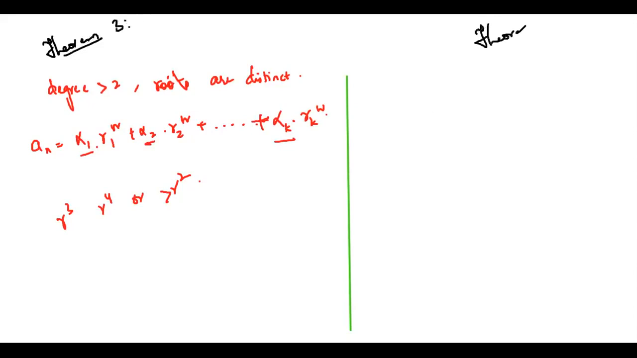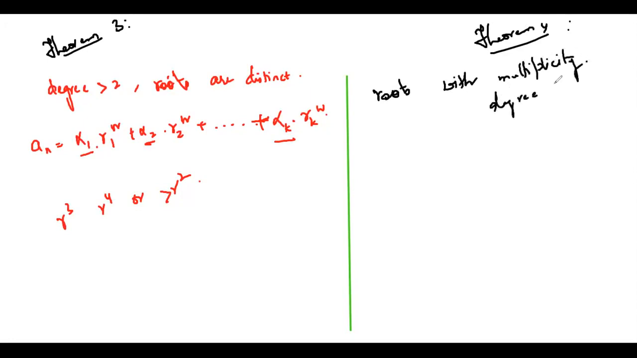What was theorem 4? Theorem 4 is basically when we have the roots with multiplicities, that is, roots are being repeated, and the degree is greater than 2. In that case, we have, suppose, r1, r2 and so on up to rt. R1 is being repeated m1 times, R2 is being repeated m2 times, and RT is being repeated mt times, where any one of m1, m2 and mt, that is mi, should be greater than or equal to 1.